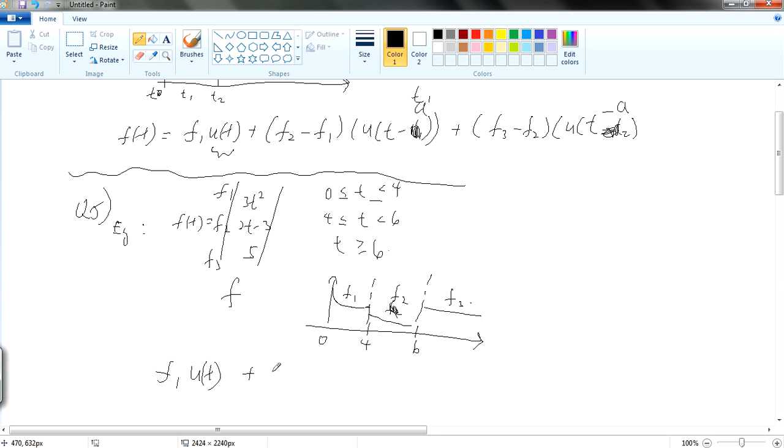And then plus, now we talk about the function f2 minus f1. I quickly write it, and then t minus 4. t is whatever time you input. t is a variable, so we're not going to solve for t. Then for this portion, it's f3 minus the function of 2.